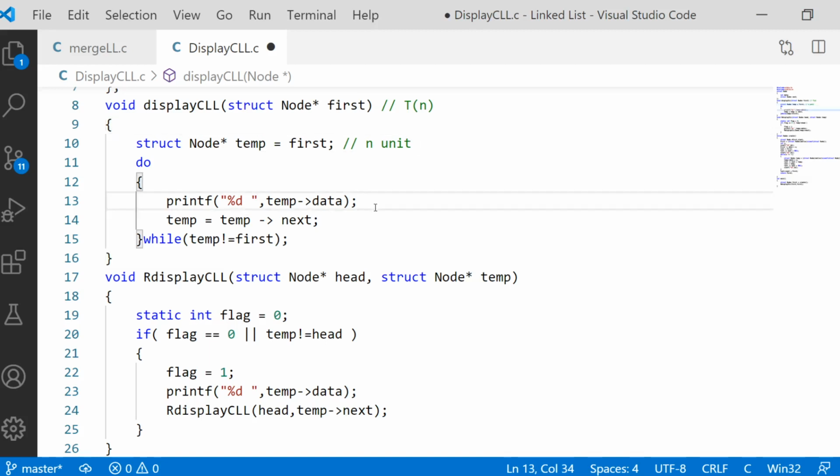So printf will be executed for n times, so it will be taking n unit time. Temp equal to temp of next will also be executed for n times, so it is n unit time.